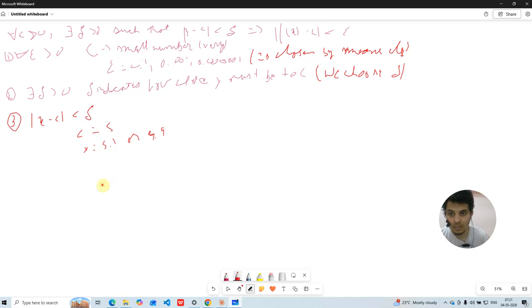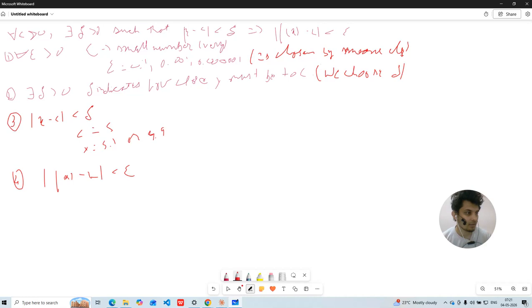So this is the input, and then the output is f(x) minus L, which should be less than our desired tolerance, right? It's the distance, how much tolerance we have regarding our solution.